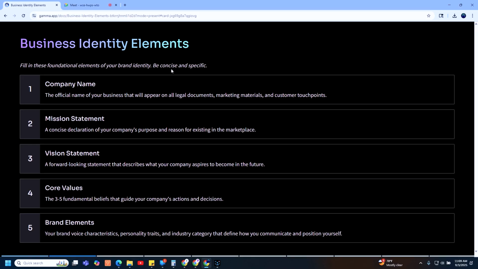So number 1 being company name, the official name of your business that will appear on legal documents, marketing materials, and customer touchpoints. Then mission statement, a concise declaration of your company's purpose and reason for existing in the marketplace. Vision statement, a forward-looking statement that describes what your company aspires to become in the future. Core values, the 3 to 5 fundamental beliefs that guide your company's actions and decisions. And then brand elements, like what? Your brand voice, characteristics, personality traits, an industry category that define how you communicate and position yourself. And these are all very important to ensure that, again, you form your identity.